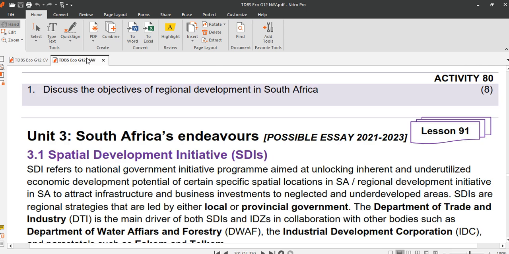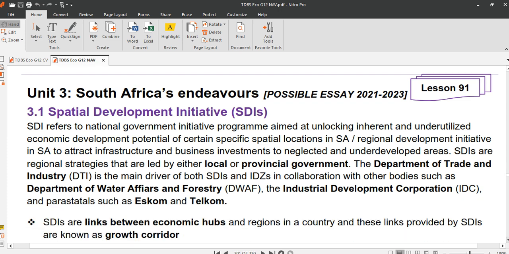Let's dive into today's lesson on Spatial Development Initiatives, SDIs. SDI refers to a National Government Initiative Program aimed at unlocking inherent and underutilized economic development potential of certain specific spatial locations in South Africa, or a Regional Development Initiative in South Africa to attract infrastructure and business investments to neglected and underdeveloped areas. SDIs are regional strategies that are led by either local or provincial government.